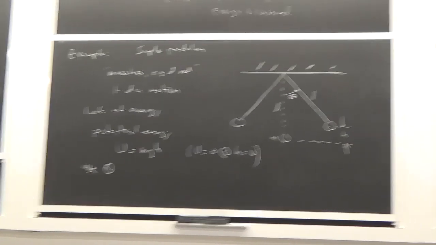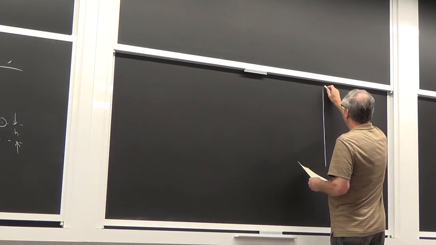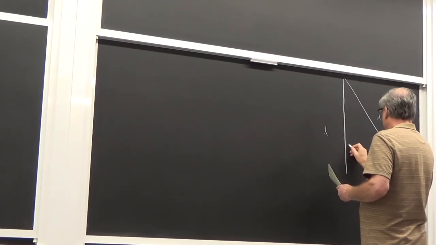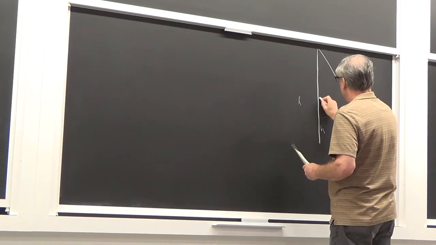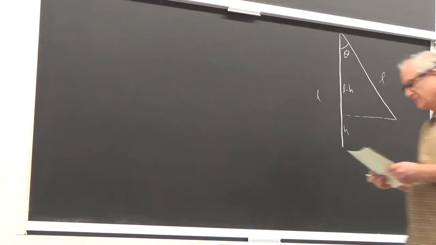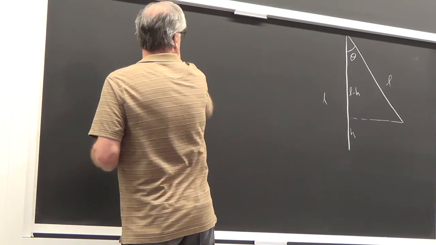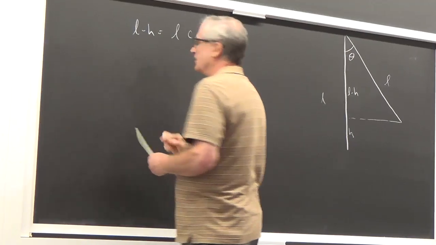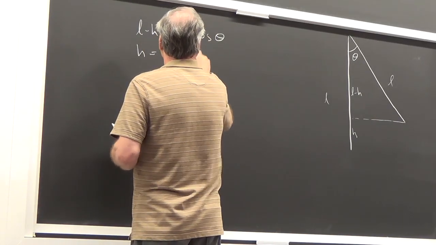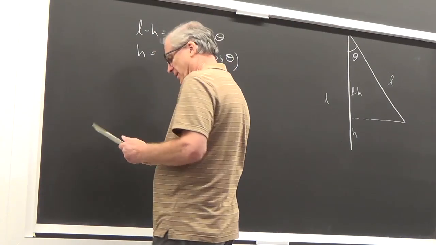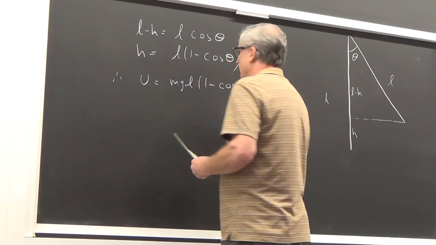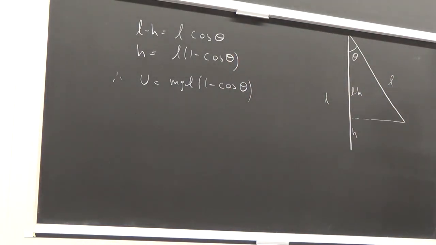Okay, so let's draw as best I can the situation. There's L. If I make a projection across, here's h, here's L minus h, here's theta. So I know that L minus h is just equal to L times the cosine of theta, or h equals L times 1 minus cosine theta. So I plug that into there. U equals mgL times 1 minus cosine theta. So now I have my potential energy expressed in terms of the coordinate that I want, which is theta.